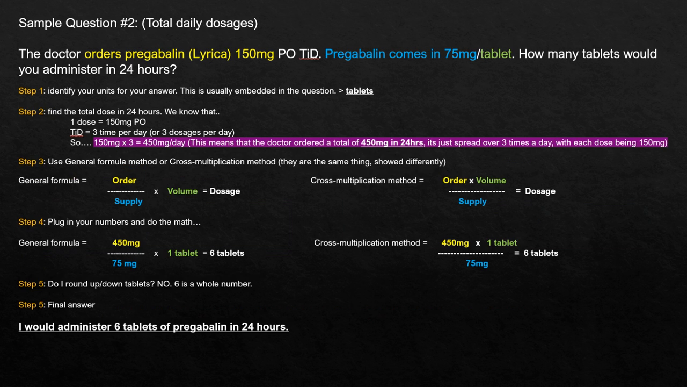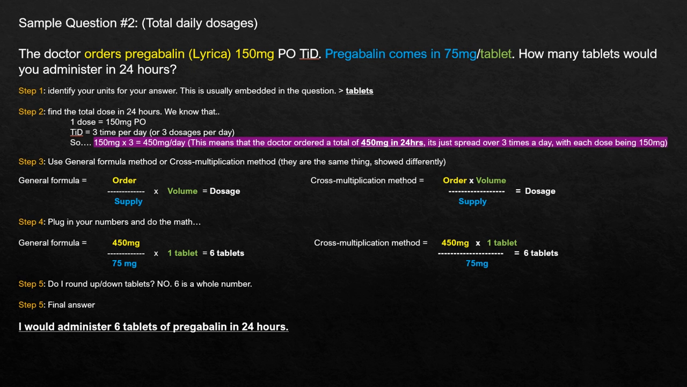the patient. Now let's look at our next example, and this one includes a total daily dose in 24 hours. Okay, the doctor orders pregabalin 150 milligrams by mouth 3 times a day. Now pregabalin comes in 75 milligrams per tablet. How many tablets would you administer in 24 hours? You see how in this question I'm asking you not for 1 dose, but for the whole day in total.